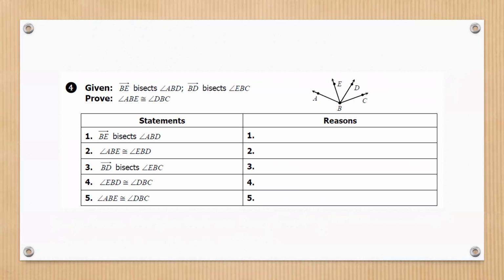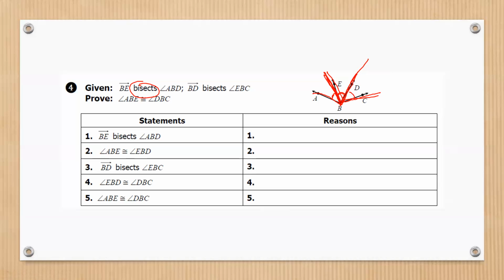So I'm going to go ahead and put that in the picture. BE is here, and it's bisecting angle ABD. Bisect, of course, means cut in half. So if BE is cutting this angle in half, that means each of these parts have to be equal. And then it also says that BD is bisecting angle EBC. So if BD is bisecting this angle, that means that these pieces have to be congruent.